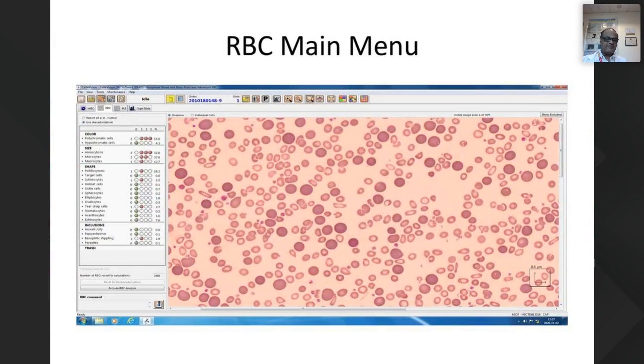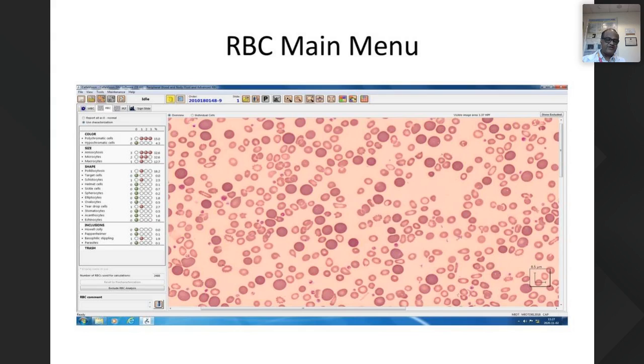Now, how does the RBC menu look on the screen? On the screen, the RBC menu looks like this initially. This is the left side. You have all the preset classification according to the ICSH grading. You have boxes over here, and you have 1+, 2+, 3+, 4+, all of which are reported.